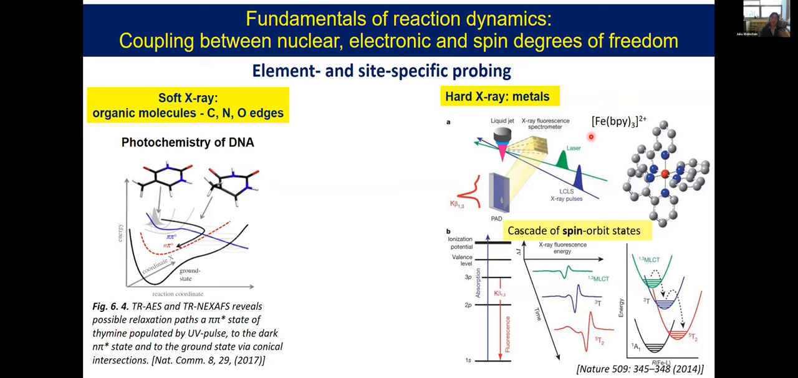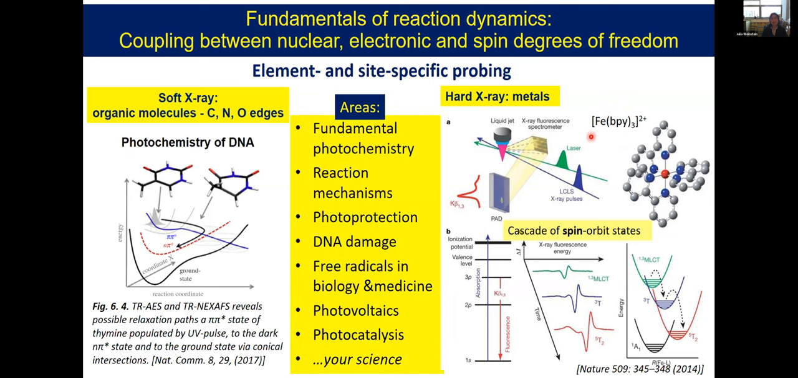The cascade of spin-orbit states in this ion was resolved. So all of these applications go into areas of fundamental photochemistry, reaction mechanisms, photocatalysis, and anything you're interested in. If you're interested in spin and electronic structural dynamics on the ultrafast timescale, even as the initial step in a process which can take a rather long time, this is definitely a set of methods to look into.